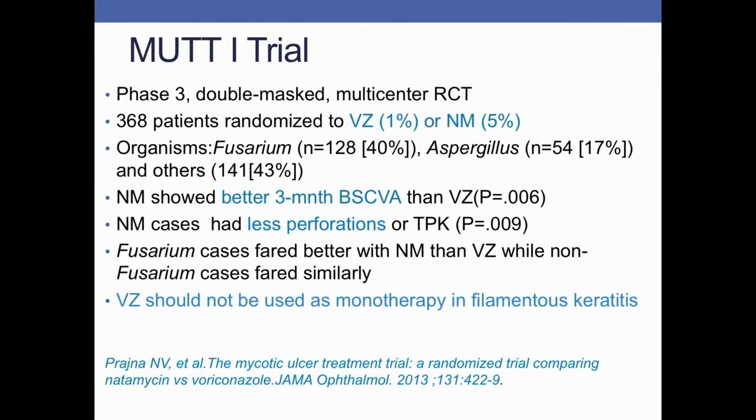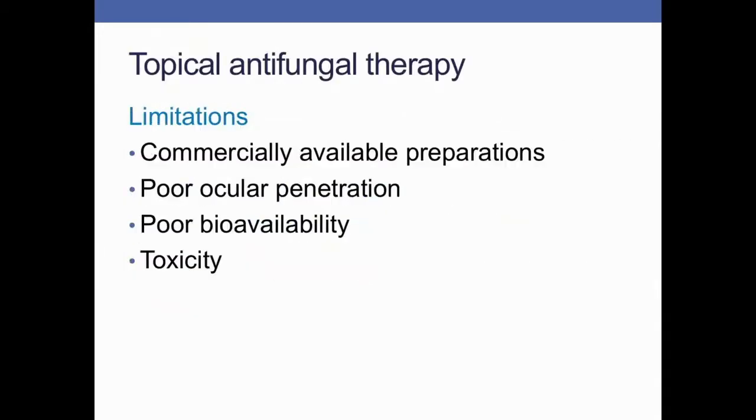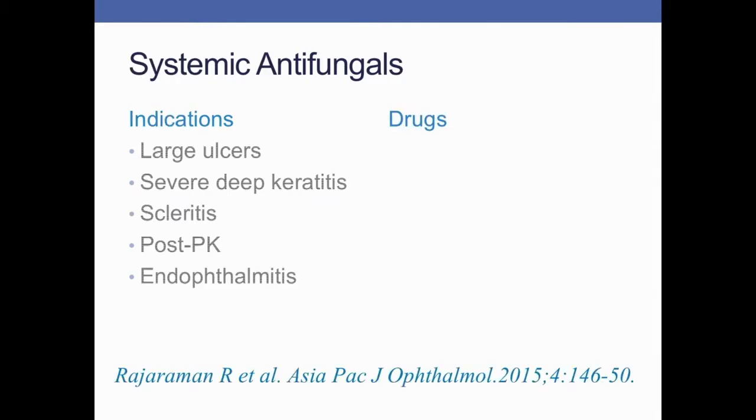The MUTT 1 trial did teach us that voriconazole should not be used as monotherapy in cases of filamentous keratitis. The currently available topical antifungal agents have limitations in the form of poor ocular penetration, bioavailability, and toxicity.